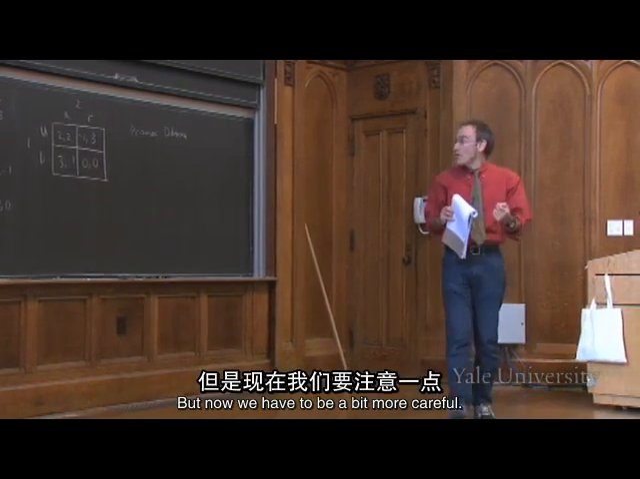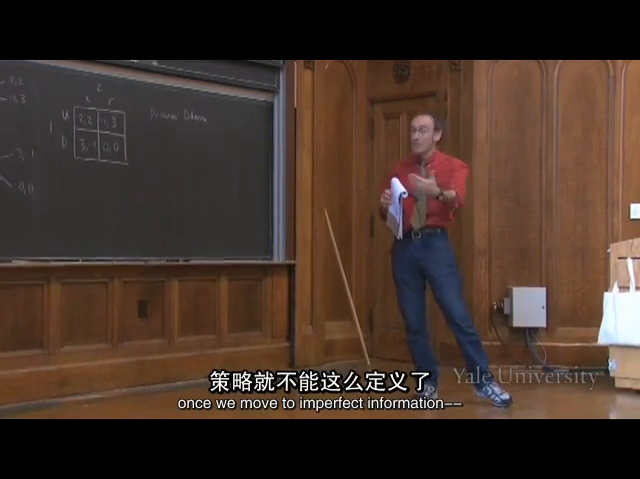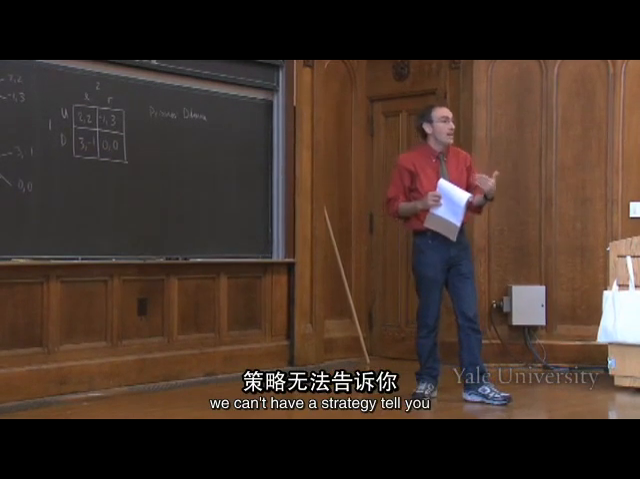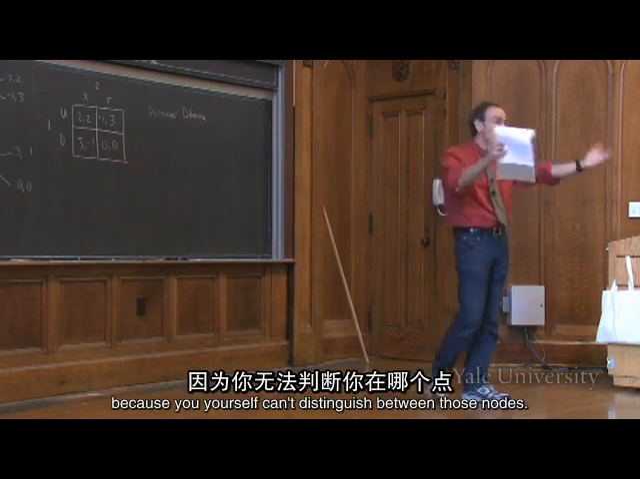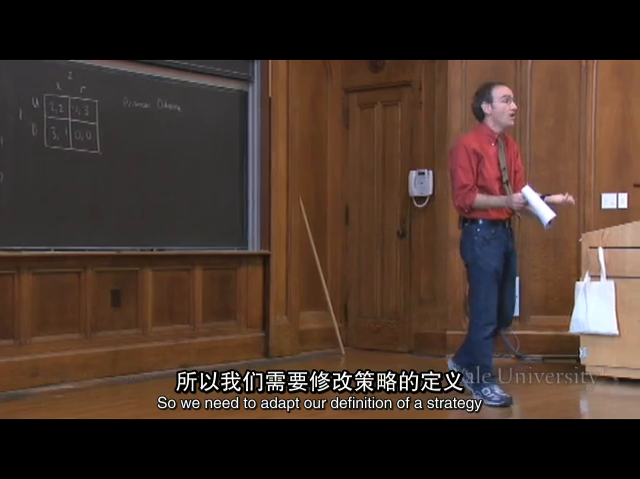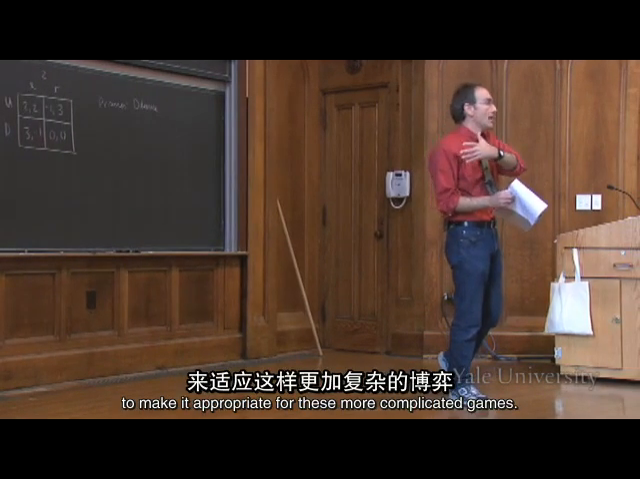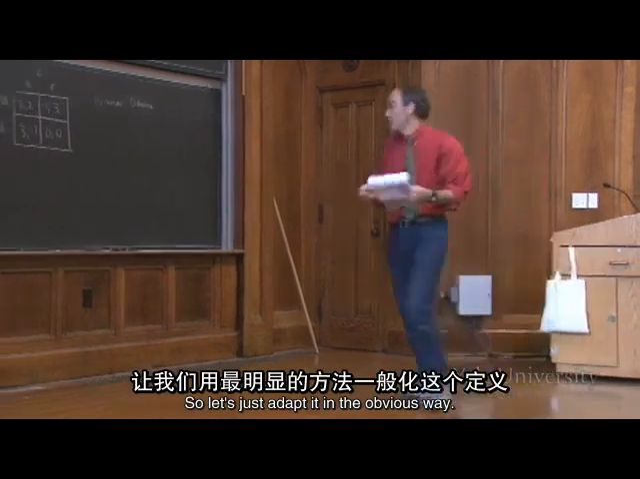But now, we have to be a bit more careful. Once we move to imperfect information, we can't have a strategy tell you what to do at each of your nodes, because you yourself can't distinguish between those nodes. So we need to adapt our definition of a strategy to make it appropriate for these more complicated games. So let's just adapt it in the obvious way.